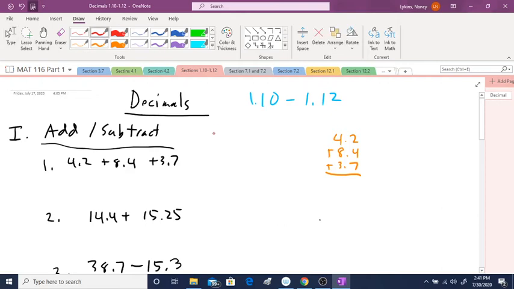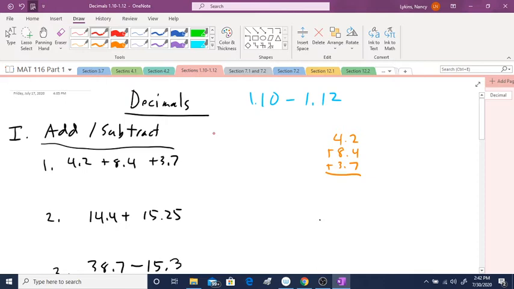Okay, welcome back. Today we're going to talk about decimals and rounding, and adding and subtracting and multiplying and dividing with decimals. So, adding and subtracting. I've got 4 examples of this.